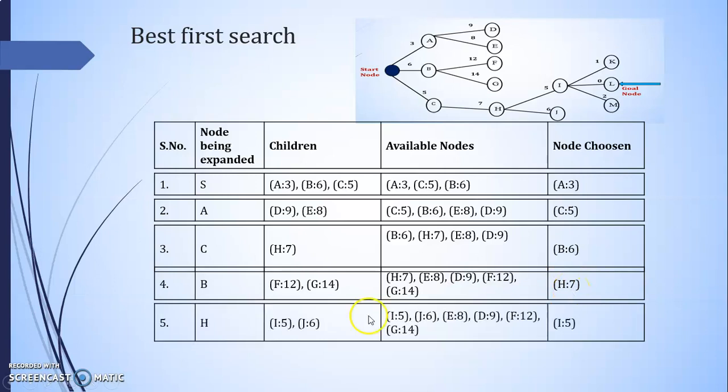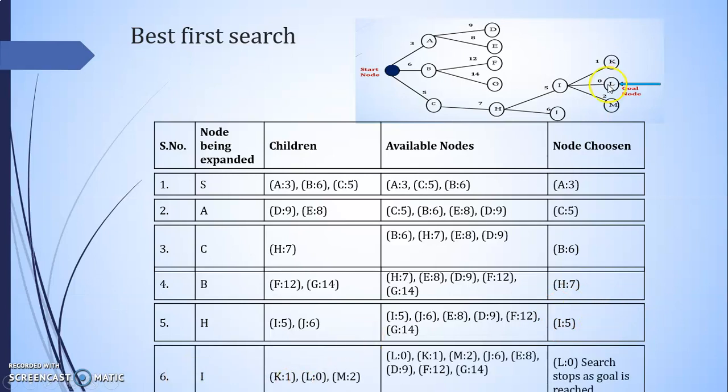So next process H, and H has 2 successors, that is I and J. Put them into the available nodes and sort them according to their distance or cost from the goal node. Then choose node I for processing. Then I has 3 successors, K, L with 0, and M with 2 cost. So sort them, and the one which has the minimum cost, that is 0, is node L. Select node L for processing.